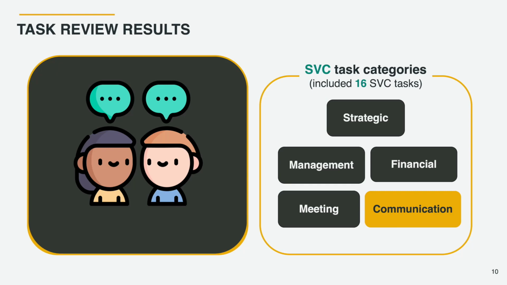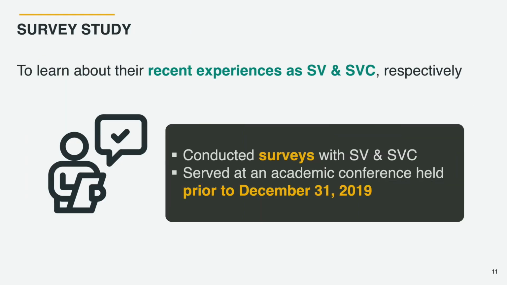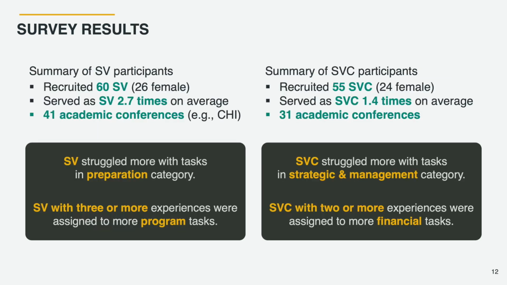Also, we identified 16 SVC tasks classified into 5 categories. The communication category includes a task of facilitating communication with SV. In addition, we conducted a survey to learn about their recent experience as SV and SVC. Each survey questionnaire was made based on the result of the task review. We recruited 60 SV and 55 SVC for the survey.